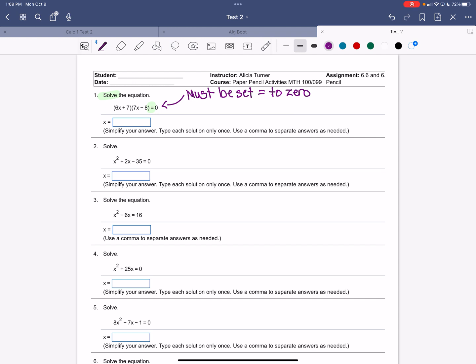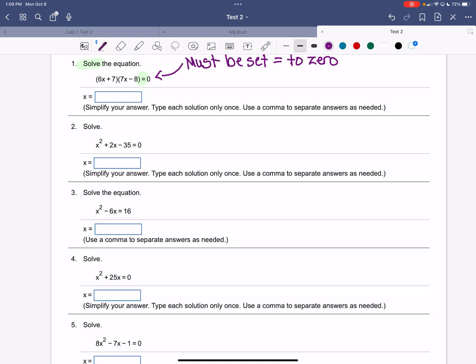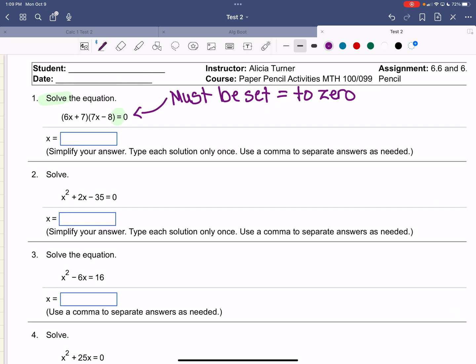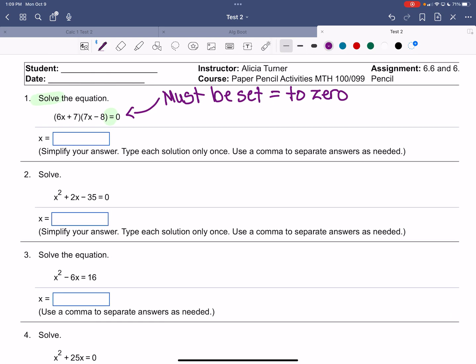Now, the number one thing that students do on a problem like this right here is they start foiling it. You don't have to FOIL this one because it's already factored and already set equal to 0. So all you have to do right here is set each factor equal to 0 and solve.